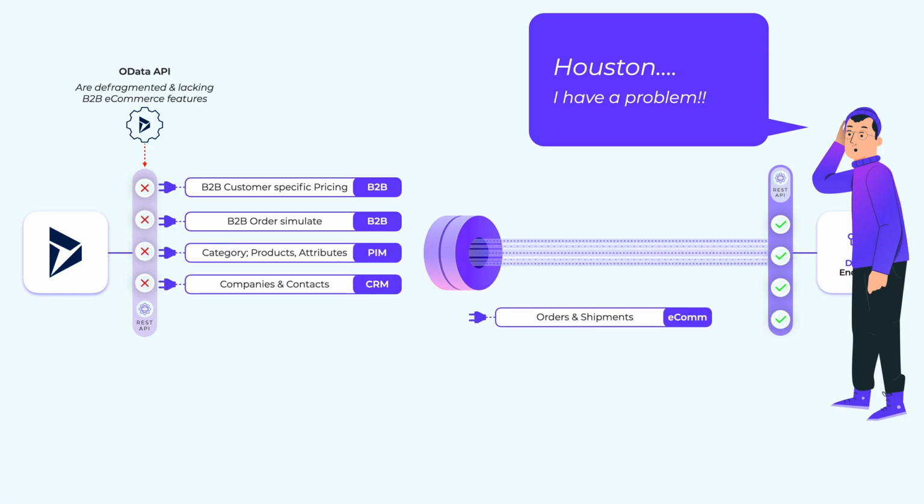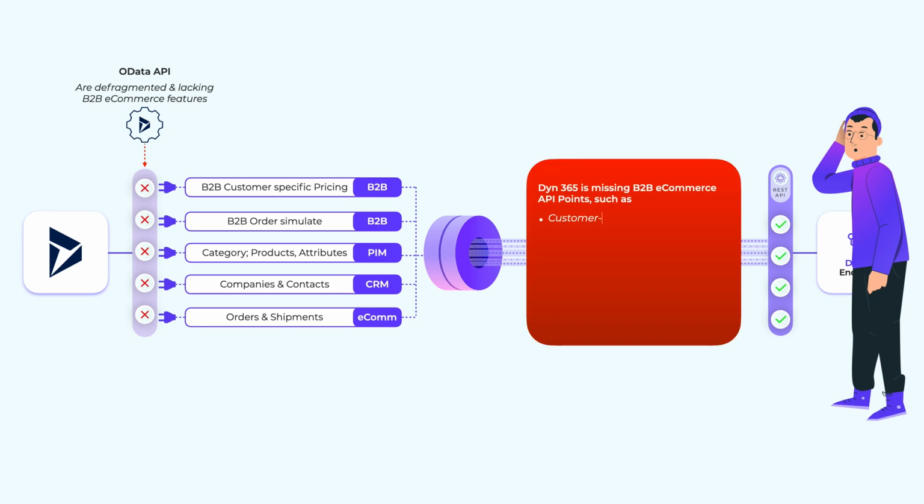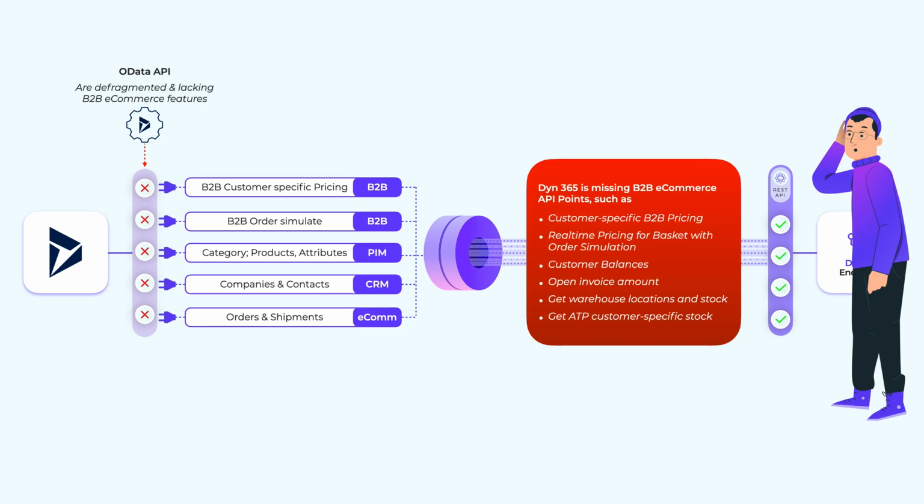The default OData web services that Dynamics 365 FNSCM delivers are missing crucial API data points needed, such as customer-specific B2B pricing, get available to promise customer-specific stock, real-time pricing for basket with order simulation, customer balances, open invoice amount, get warehouse stock locations and stock.